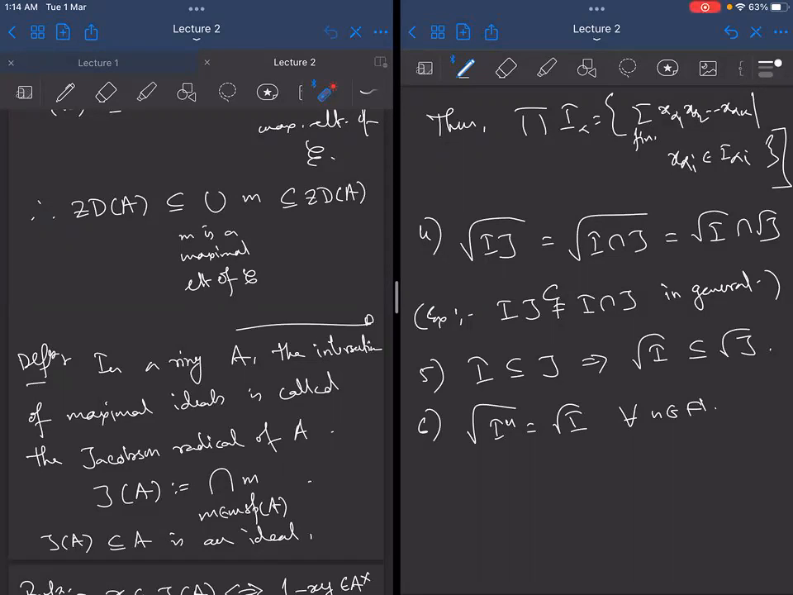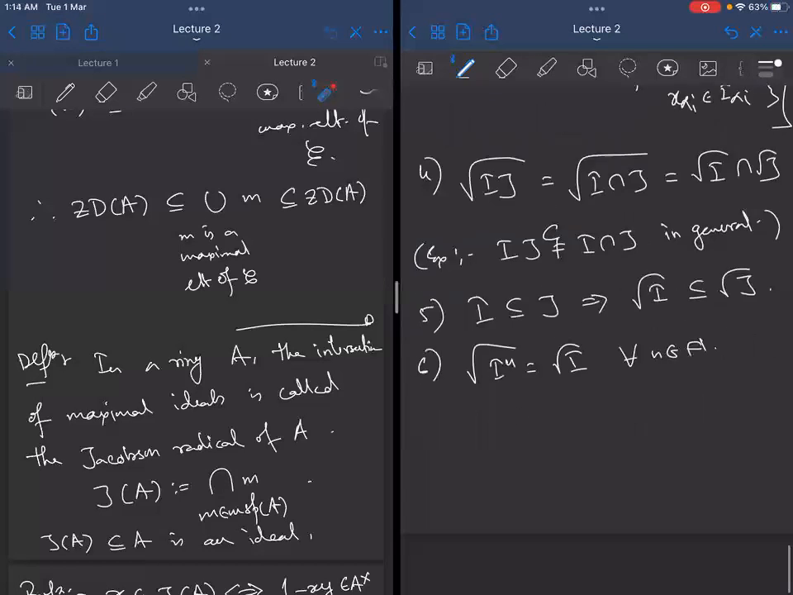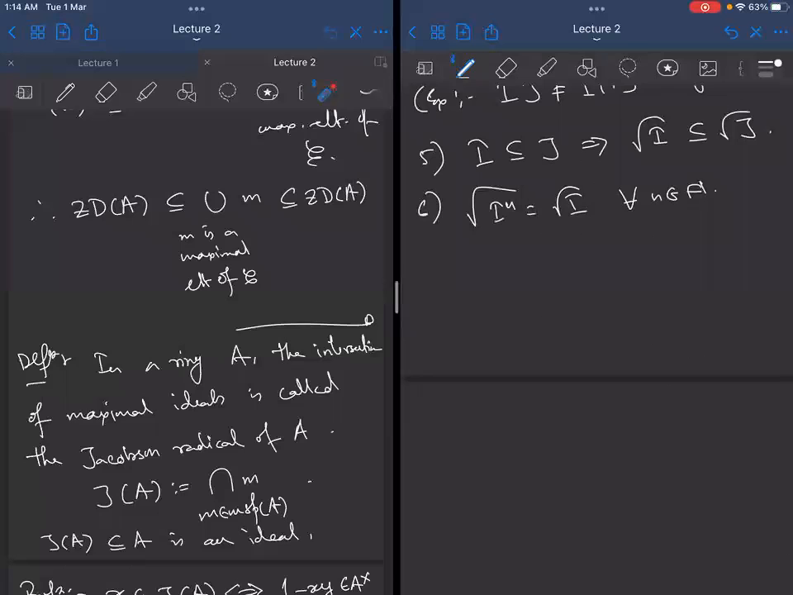So this x power mn is in I power n. That means x is in the radical of I power n. So the other inclusion is also obvious. Okay. Also, I want to define what is called the sum of ideals.